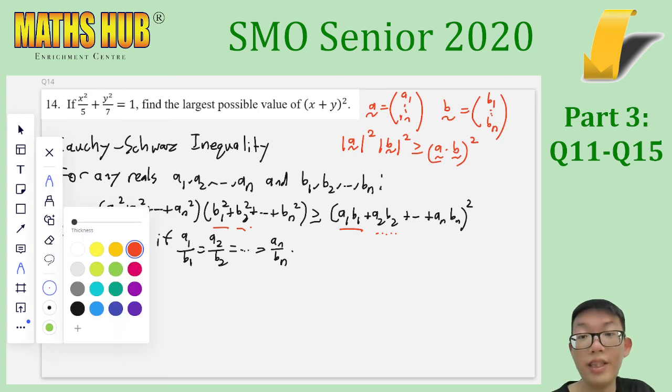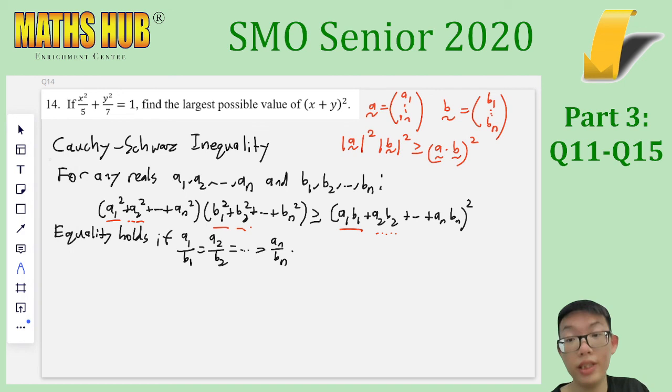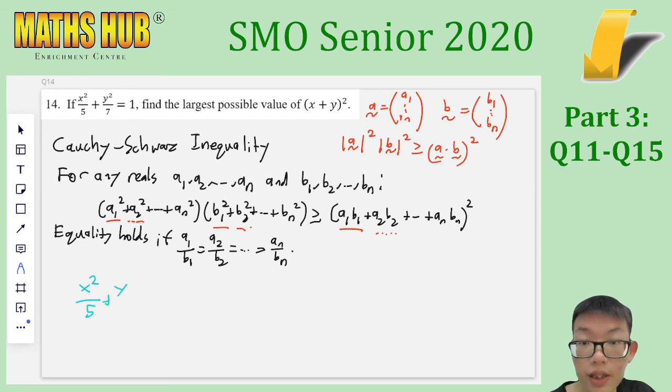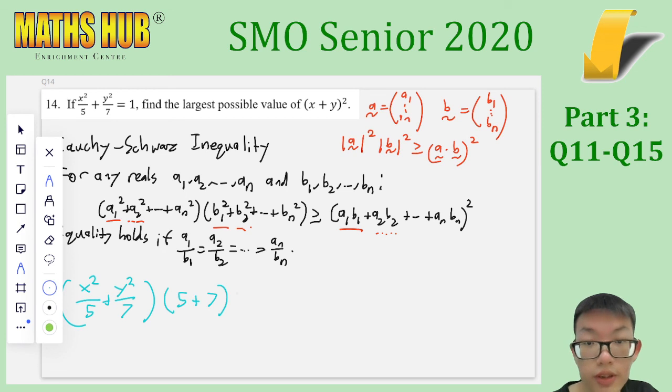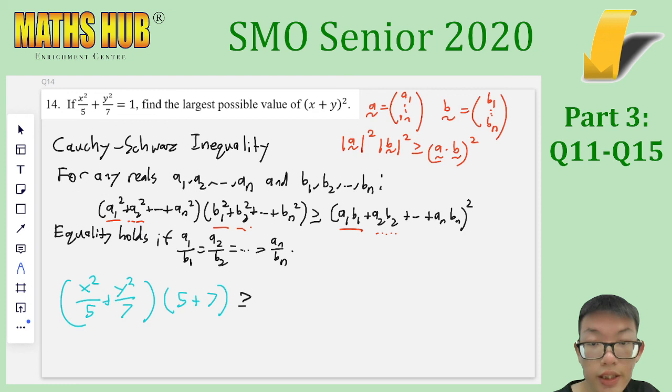So it gives us one initial example of how the Cauchy-Schwarz inequality can be used. So x squared over 5 plus y squared over 7, this is 1. Now I'm going to multiply this by 5 plus 7. Now here, we can use the Cauchy-Schwarz inequality to state that this is greater than or equal to just (x plus y) squared.